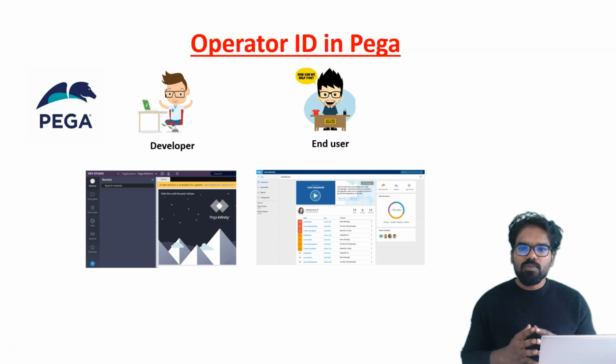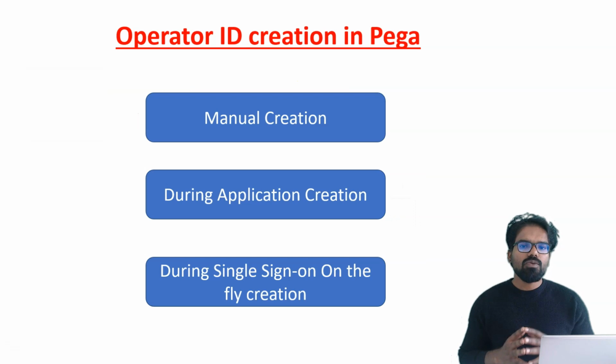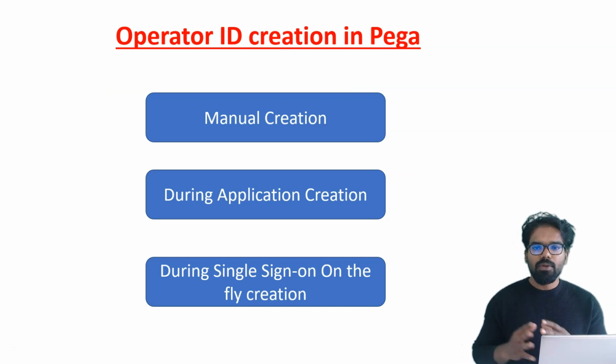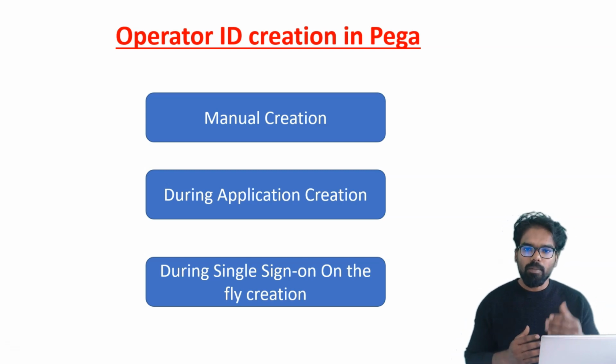We know that in Facebook we have a sign-up page where we can create a new user account. Similarly in Pega, how do we create a new operator ID? There are three ways to create an operator ID. First is manual creation. The second is during the application creation. And the third is during single sign-on. Let's check one by one.